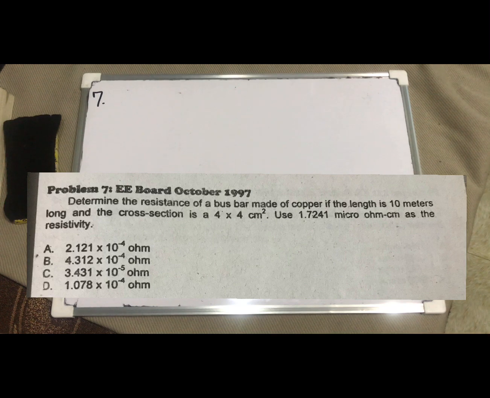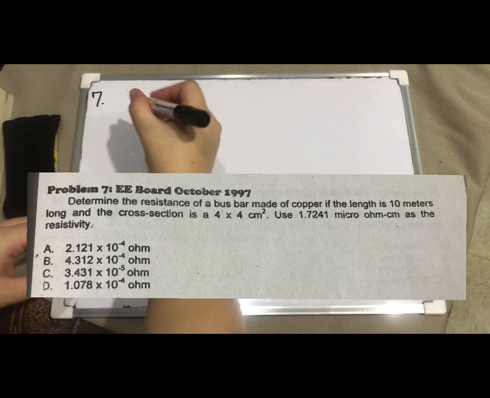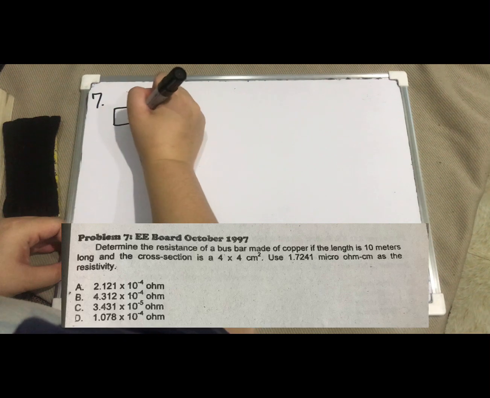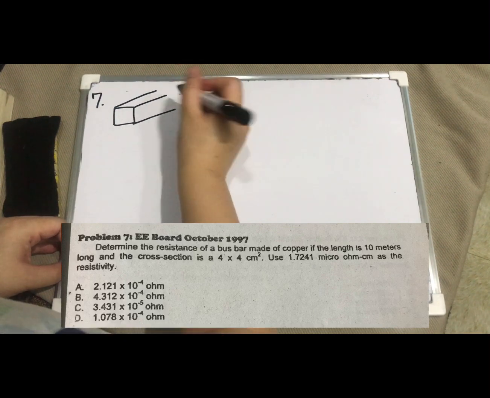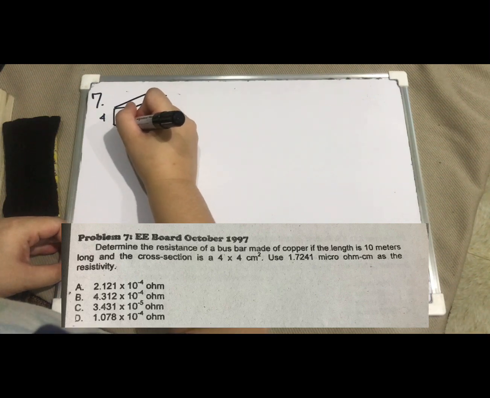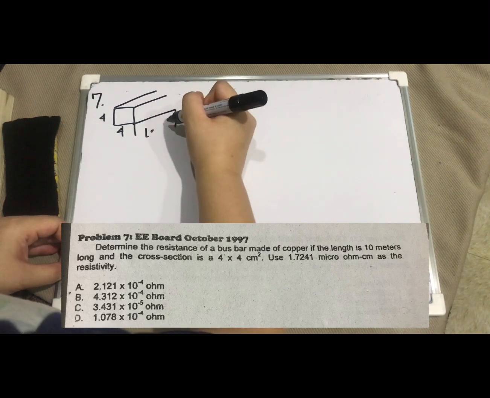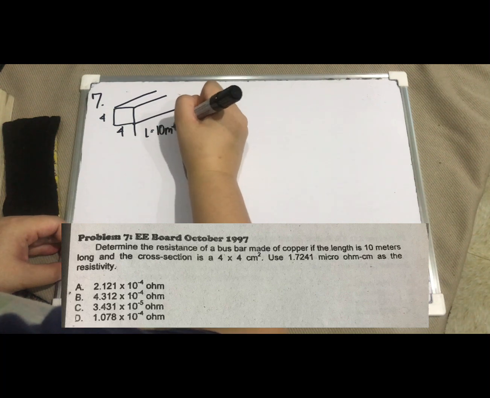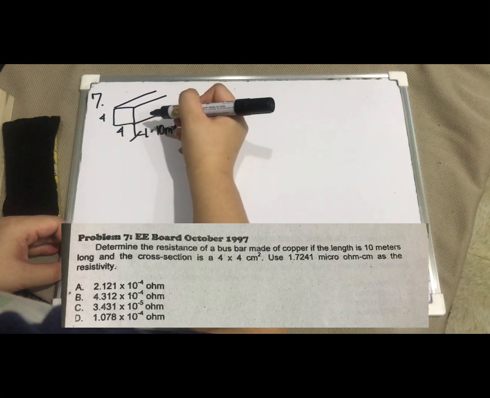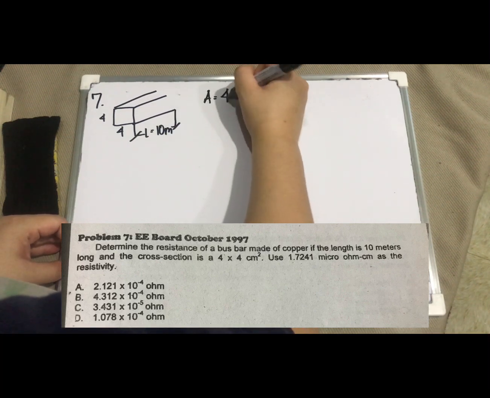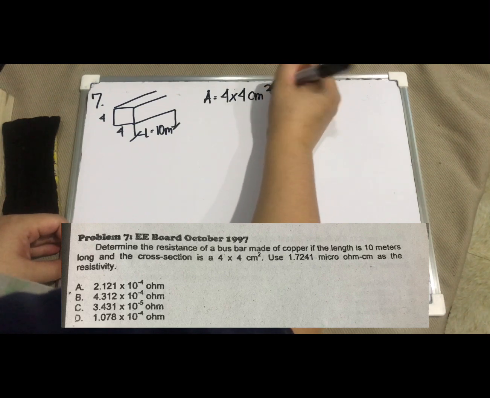So, kagaya lang din to nung problem number 6. Ang pinagkaiba niya lang, yung problem number 6 ay round copper bar. So, ito ay i-assume natin na square siya. Kasi 4 by 4 yung cross-sectional area niya. Drawing ulit natin. So, ito ay 4. Ito ay 4. Tapos, ang length niya daw ay 10 meters. So, ang area niya ay 4 by 4 cm squared.